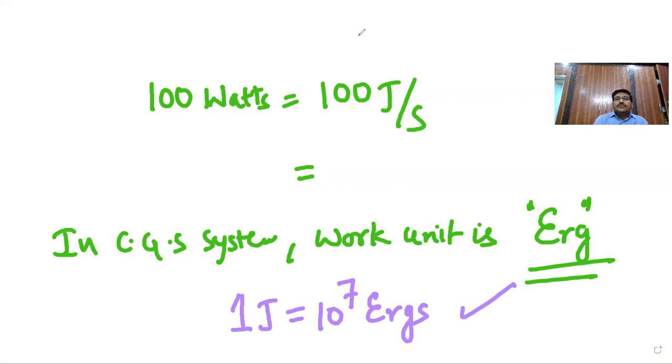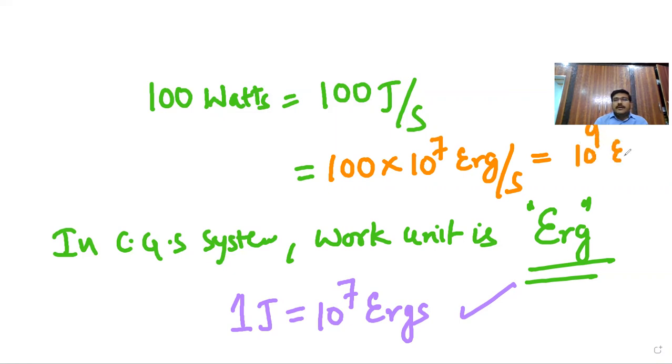So I substitute here the same thing. 100 into 1 joule is how much? 10 to the power of 7 ergs per second. So now 10 squared, 10 to the power of 9 ergs per second. This is our answer. Clear? 100 watts after conversion became equal to 10 to the power of 9 erg per second. Erg per second is a CGS unit.